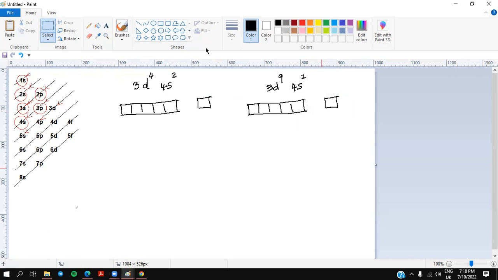Let's try to find how electrons are organized in these orbital sets. In the first one, there are 4 d electrons. I will draw them: 1, 2, 3, 4. 4s2 electrons are there here. And here we have 3d9: 1, 2, 3, 4, 5, and then 6, 7, 8, 9. 4s2 means 2 electrons are there.